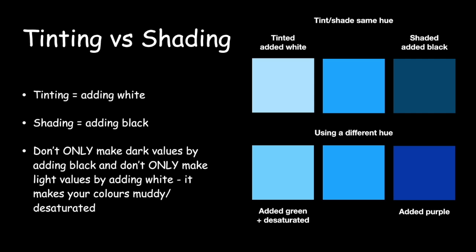So in the top example on the right, you can see I've only added white to the middle blue there and only added black to the middle blue there. And if you look at the 3 squares below that, in order to get a darker value, I have added purple to the blue, which makes it a lot more saturated, a lot more rich, but it still feels darker than the original blue. And to get a lighter value, I tried adding green and desaturating it a little bit. But they do still feel like the same blue.